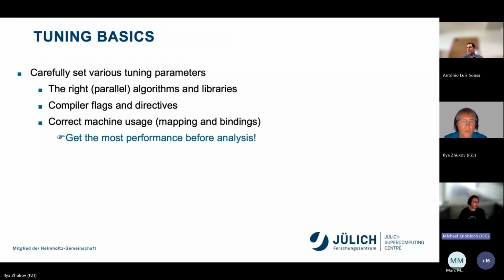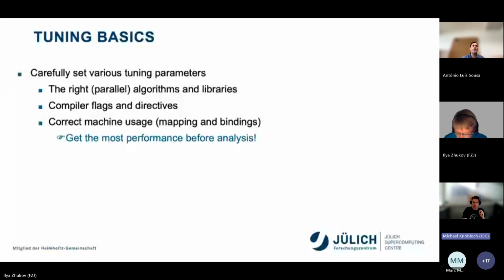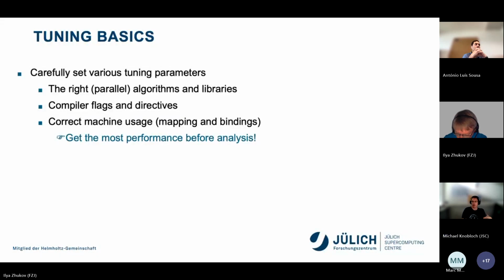Okay, so next slide. A couple of tuning basics. Before you actually start using tools, you should set various tuning parameters very carefully, right? First thing is use the right algorithm and libraries. Libraries are important. There are many smart people writing highly efficient libraries. So don't reinvent the wheel. Use libraries if possible, right? And use the correct algorithm. If you write your application using a bad algorithm, you can tune as much as you want. You won't get an efficient result because if your algorithm is bad, you're out of luck, right?